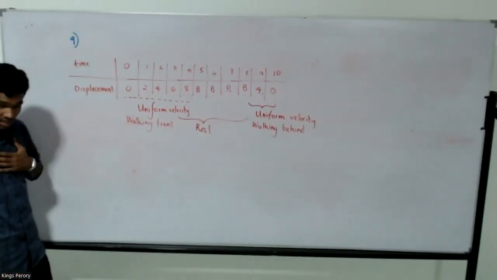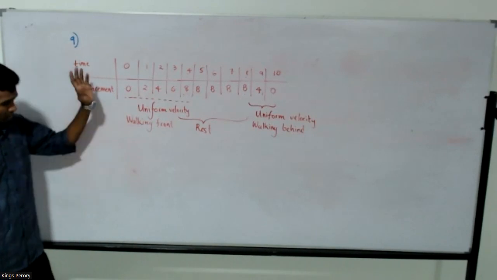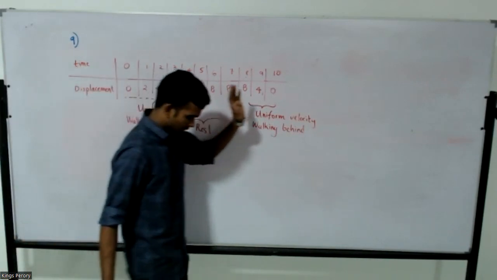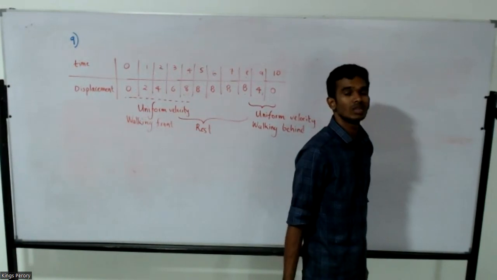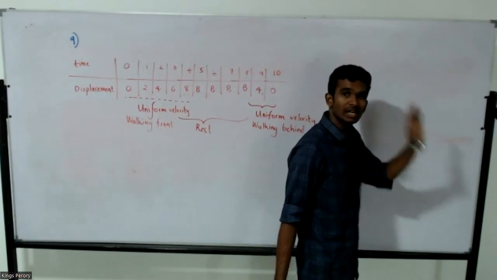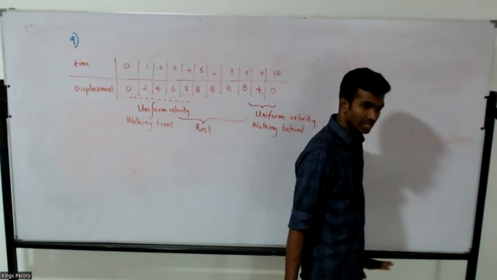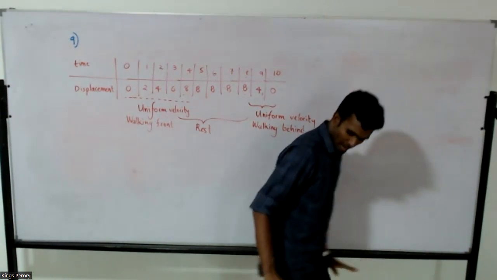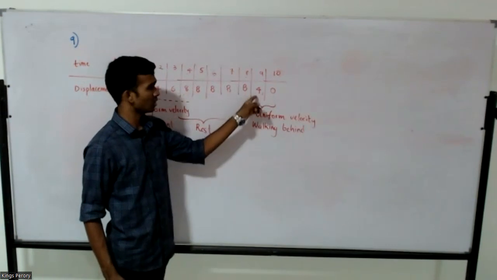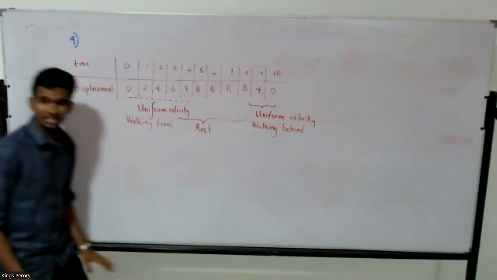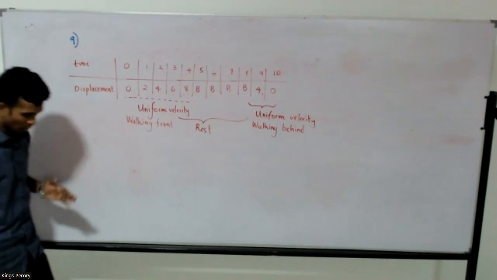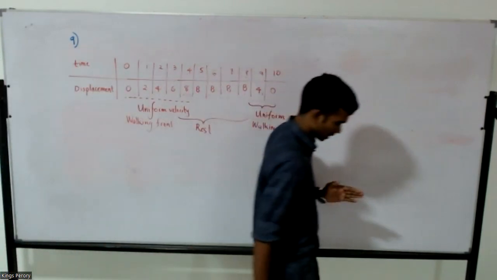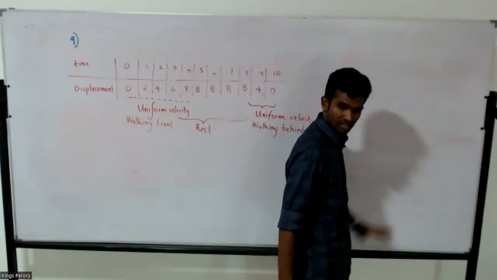Initially at time 0, he is at 0 displacement. 1 second, 2 second, 3 second, 4 second, with the same velocity he has walked. 5 second, 6 second, 7 second, 8 second, he is at the same place. At 9 second, his displacement is how much? 4. At 10 second, his displacement is how much? 0. That means he has come back to the same place.